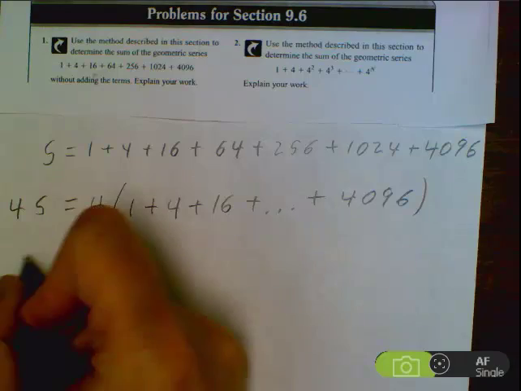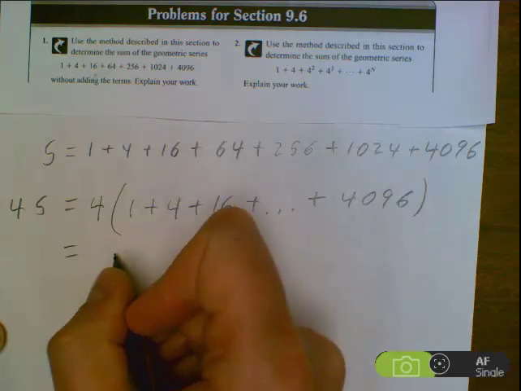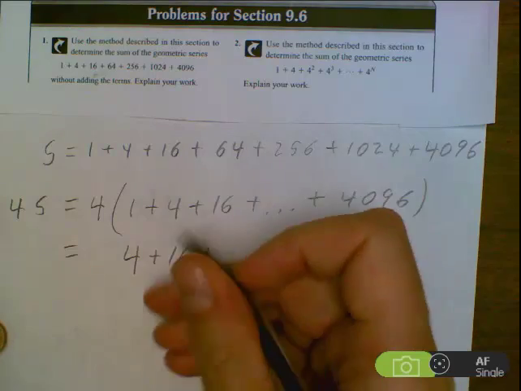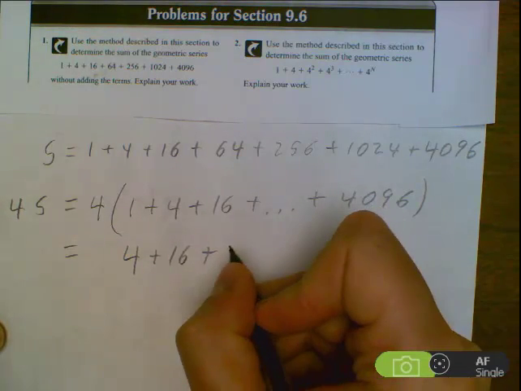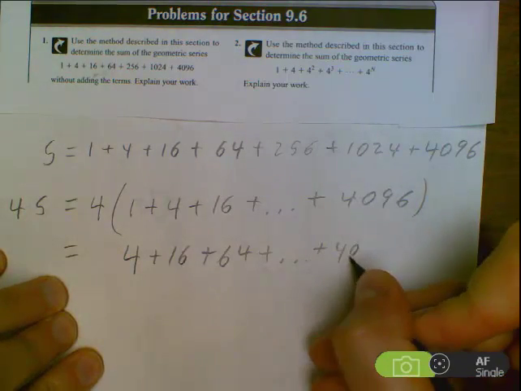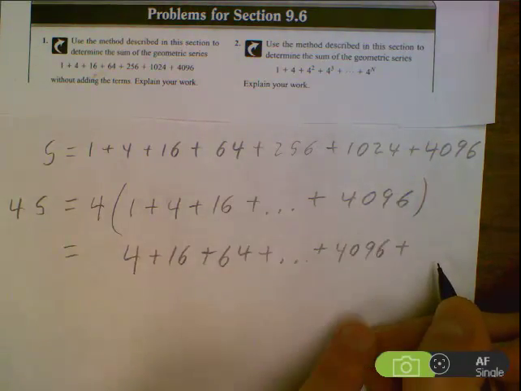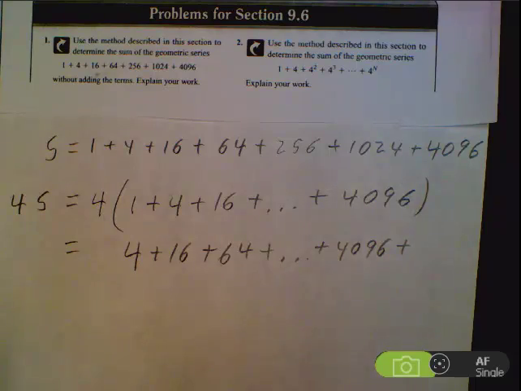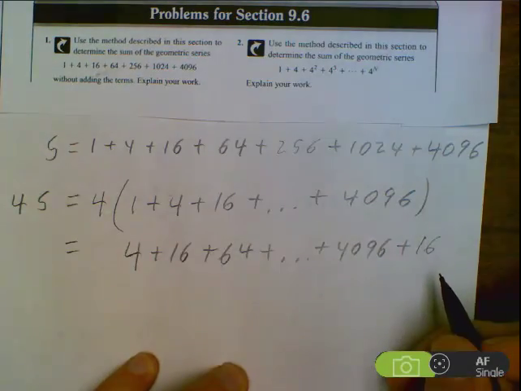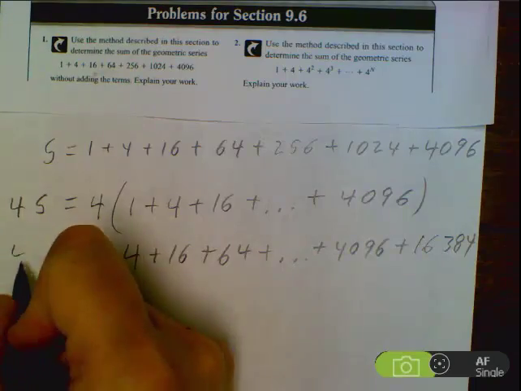Okay, so now we've got 4S equals, and let's do the distributive property with this 4 here. So we end up with 4 plus 16 plus 64 plus dot dot dot plus 4096, plus now we've got one more term. So 4 times 4096, I need a calculator for that, hold on. Alright, so that's 16,384. Okay, so that's what 4S equals.